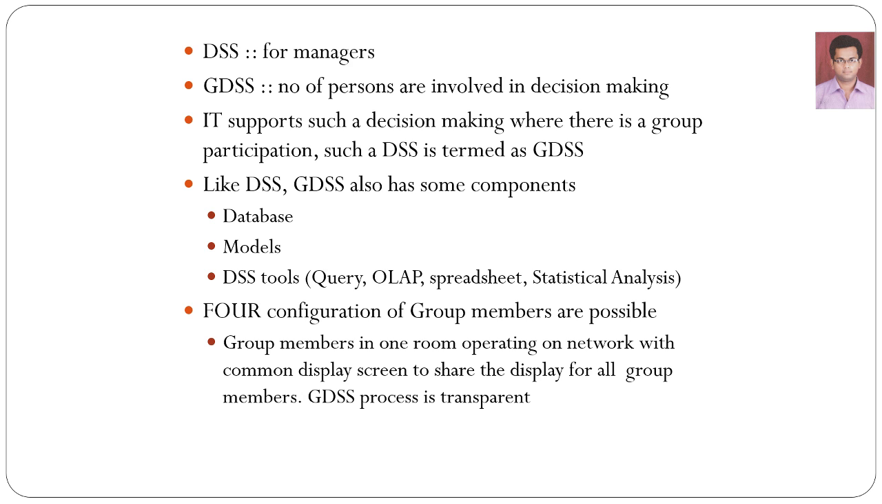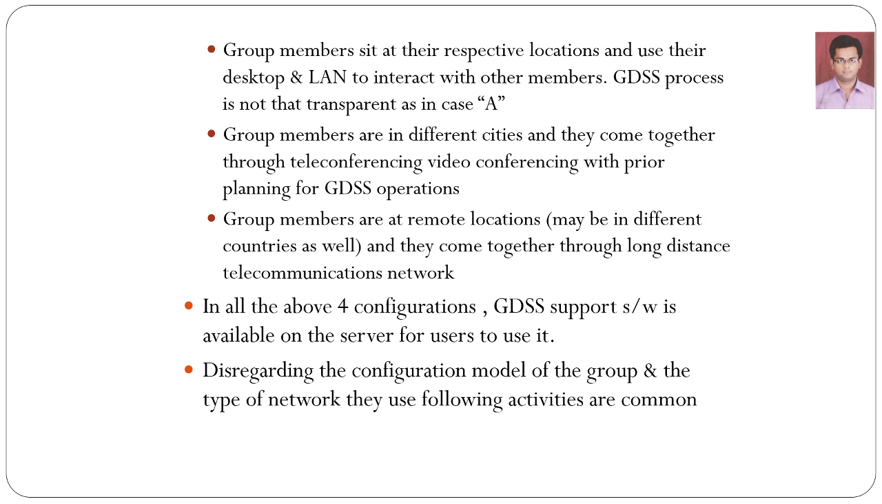In the first, group members are in one room operating on a network with a common display screen to share the display with all group members. The GDSS process is transparent. In the second, group members sit at their respective locations and use their desktops and LAN to interact with other members. The GDSS process is not that transparent as in the first case.